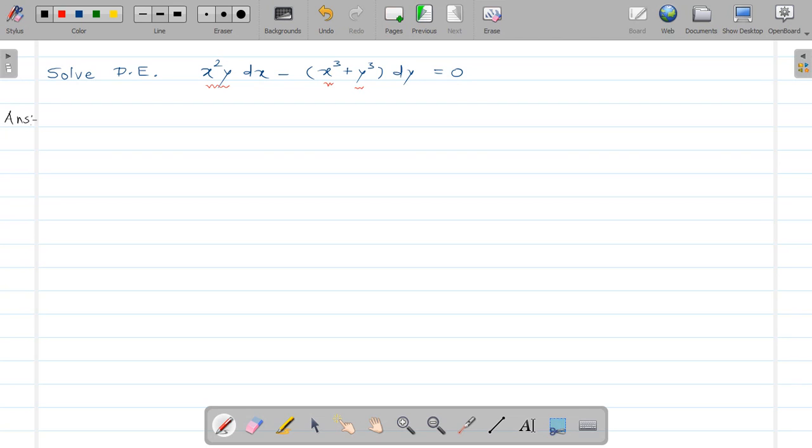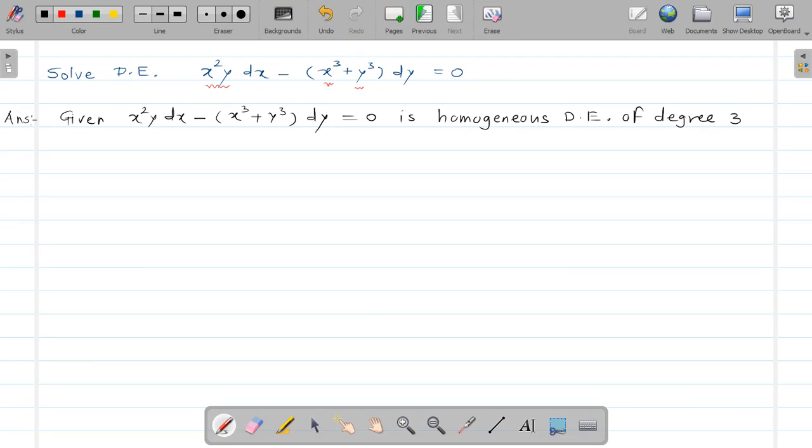So first of all I will write the given differential equation. x square y dx minus (x cube plus y cube) dy is equal to 0 is a homogeneous differential equation of degree 3. Now let us solve this. You know the procedure. First of all we have to rearrange this given differential equation in the form of dy by dx is equal to. See here, I will write the steps. x square y dx is equal to (x cube plus y cube) dy.